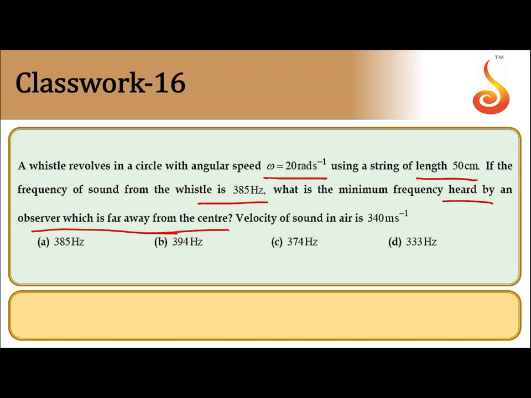So there is a source which revolves in a circle using a string of length 50 centimeter, and we want the minimum frequency heard by the observer. Here is the stationary observer and this is the construction. Now the vessel is moving along these directions, so the sound travels along this direction.